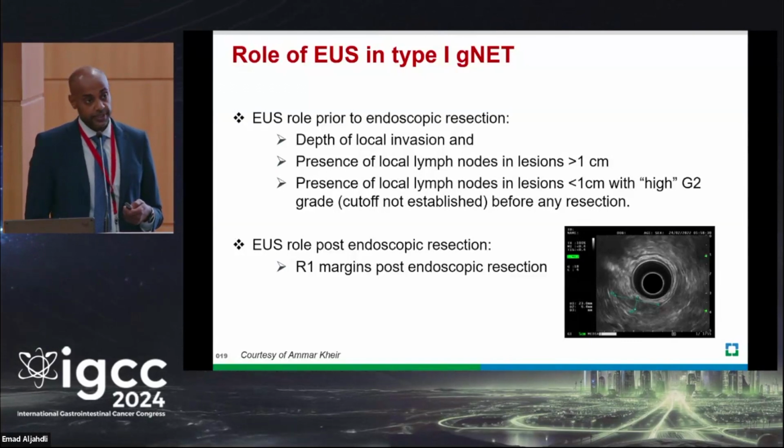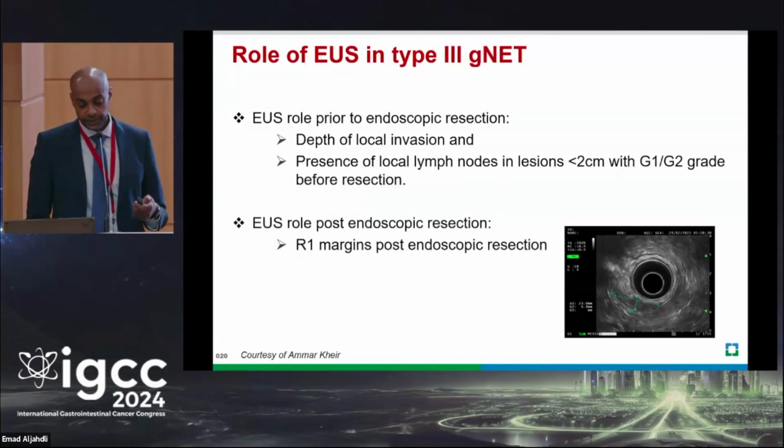We also have a role for EUS post R1 resection. If you perform the endoscopic resection and you have positive margins, then EUS will help you to decide if there's any residual left. In type 3, again, it's very important to do EUS in almost all type 3s because you want to assess the depth of invasion and also the presence of lymph nodes because we know these lesions are more aggressive.